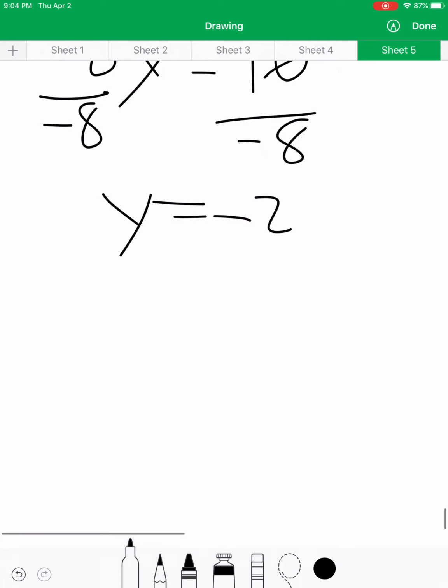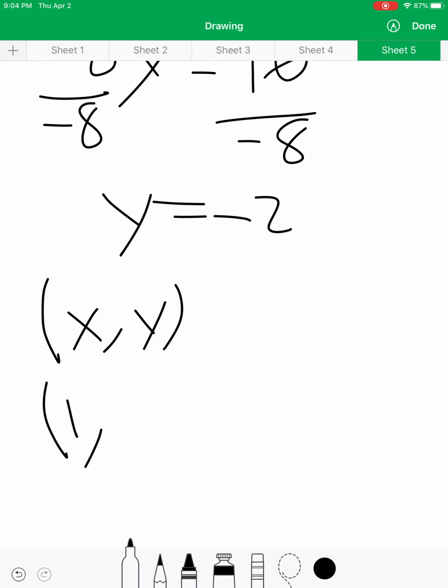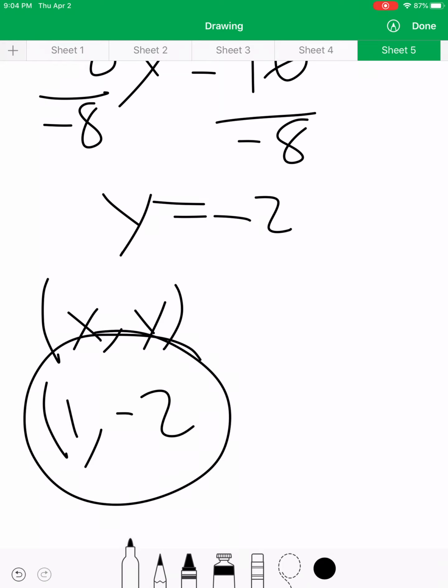So, last problem, always written as xy. So for x, you had 1, and for y, you had negative 2. So there's your final answer right there, 1, negative 2.